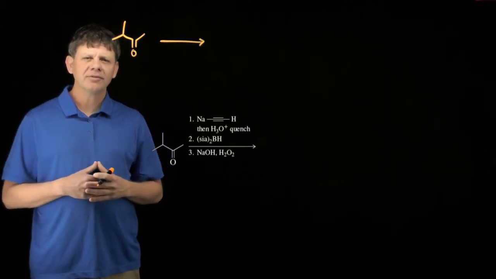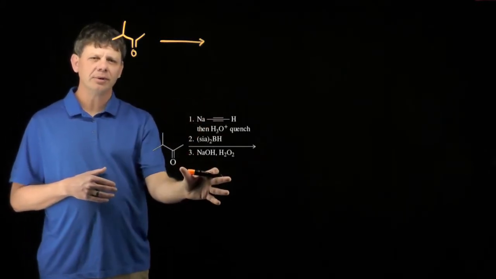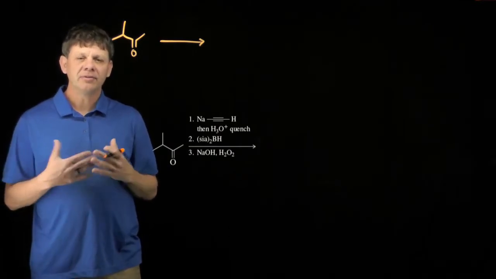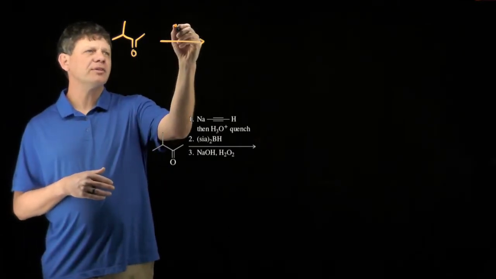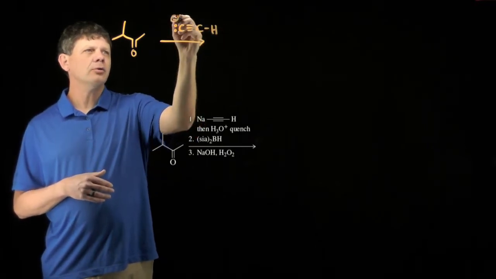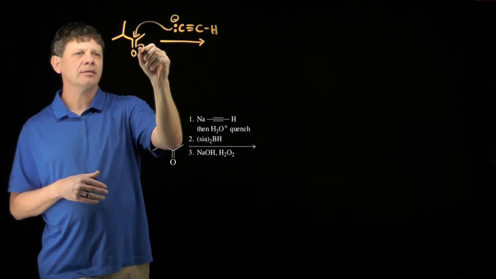In this assessment, we're asked to predict the product of this sequence of reactions when applied to this ketone. The sequence will start with the addition of an acetylide anion, which as a strong nucleophile can directly attack the carbonyl.